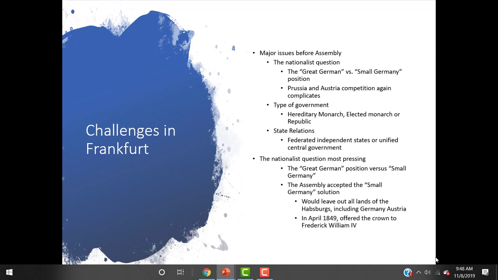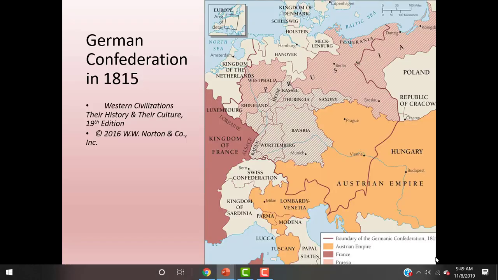There was the Great Germany versus the Small Germany. The Assembly began to accept the Small Germany solution, leaving out all the lands of the Habsburgs, including Austria. In April of 1849, they offered the crown of a unified Germany to Frederick William IV. Here is the German Confederation in 1815. As you can see, there are a whole bunch of little states in there. Everybody's got their own ruler, and no ruler wants to give up his power.